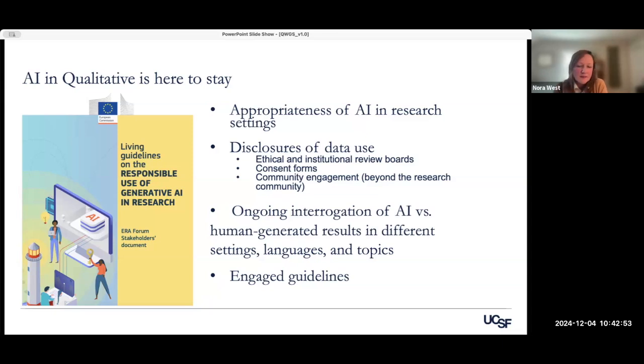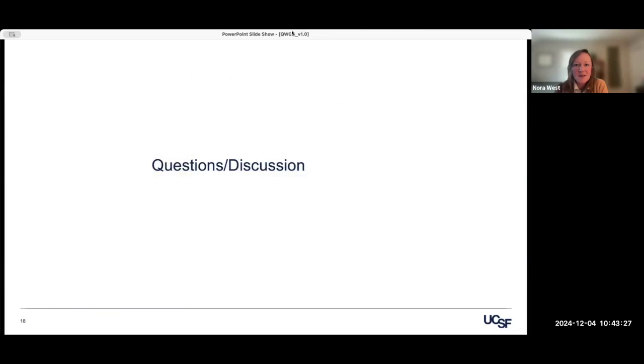And then engage guidelines. This is something that we've all talked about. I think the European Union has developed some sort of living guidelines around the use of AI in research, but I have not seen similar things in the US. And some of us have talked about how we haven't seen anything at all within qualitative research. And so that's another critical area where I think we're going, and where we need to think.